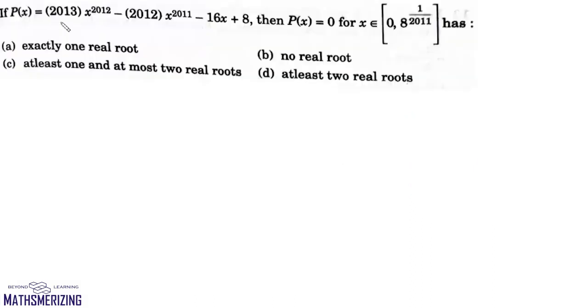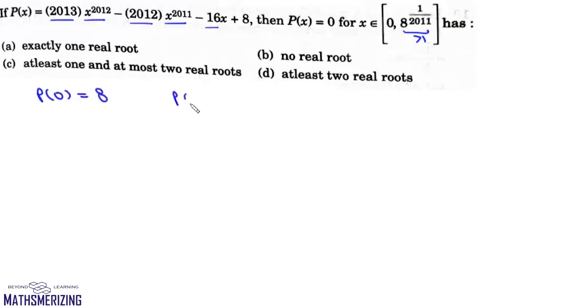We are given this polynomial p(x), which is 2013 x to the power 2012 minus 2012 x to the power 2011 minus 16x plus 8. Then p(x) equals 0 for x belongs to 0 to 8 to the power 1 upon 2011 has which of the following options. Now this 8 to the power 1 upon 2011 is greater than 1. So what we'll do is, we'll find the value of this function at 0. Value of this function at 0 is 8.